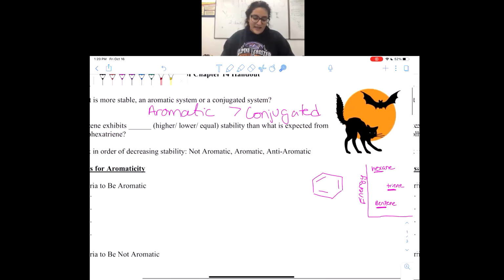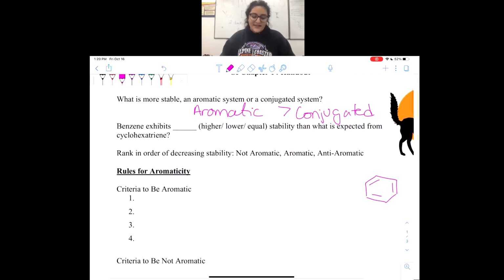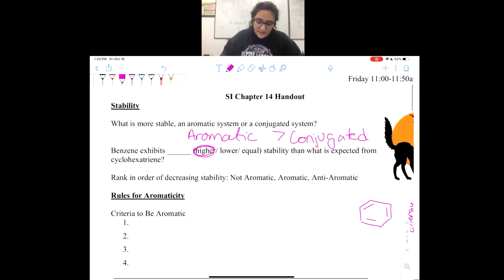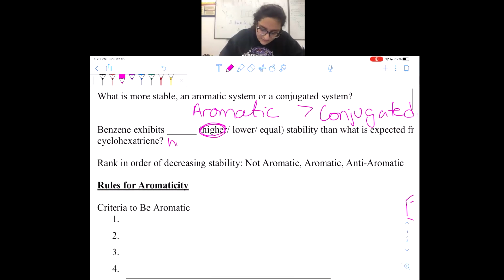So we can say that benzene exhibits higher stability than what is expected from cyclohexatriene. And I don't know why there's a question mark, but that's fine. We know that it's higher.